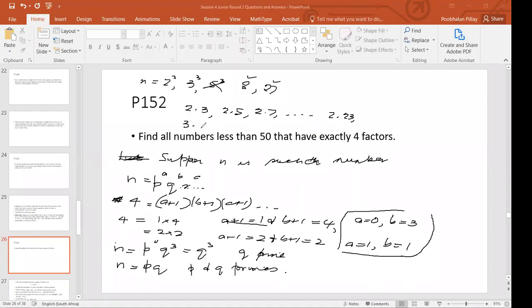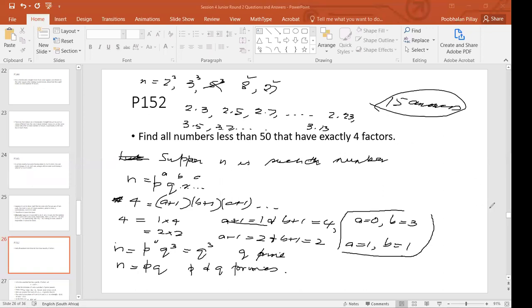Now don't include 2 now. So you have 3 times 5, 3 times 7, right? And you can't go beyond 50. So you probably have to go up to 3 times 13 is 39. And after that, 3 times 17 is too much. So, okay, the question is find all numbers less than 50 that have got exactly 4 factors. So you list all these numbers. There are quite a lot of them, and there will be 15 answers. There are exactly 15 numbers less than 50 which have got exactly 4 factors.